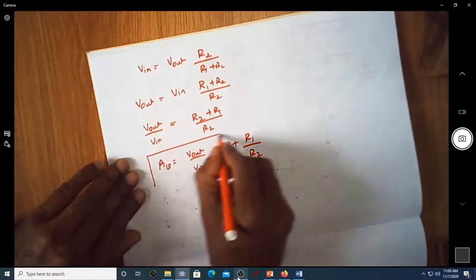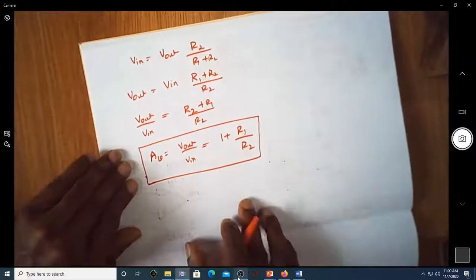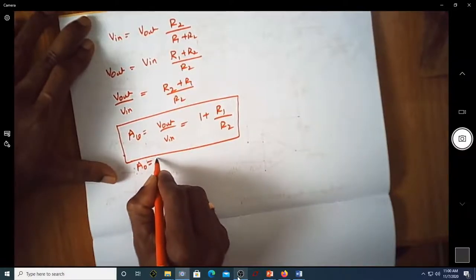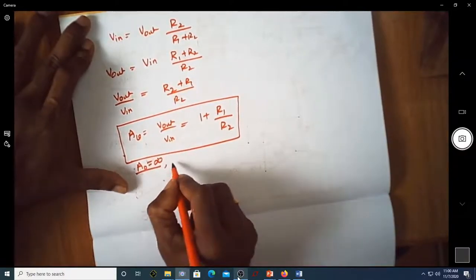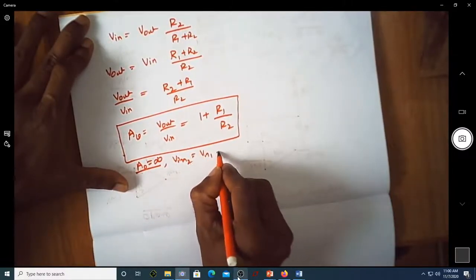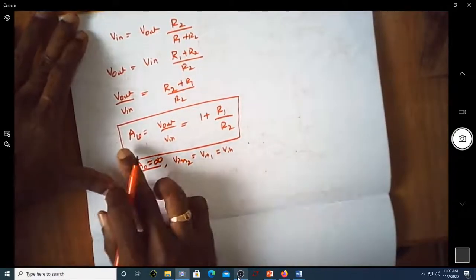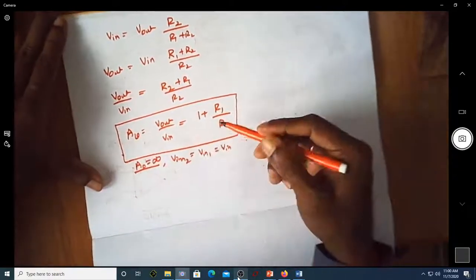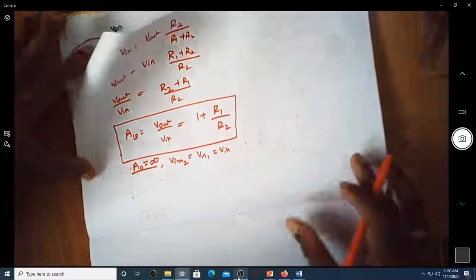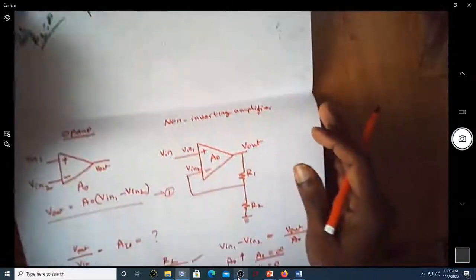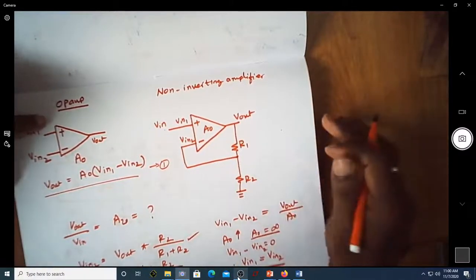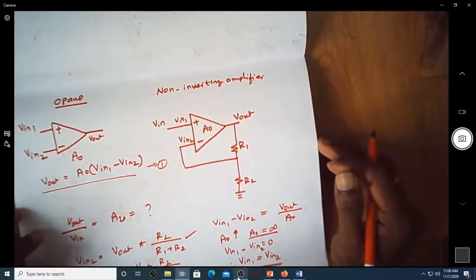So this is the expression for the gain of an amplifier, with the condition that A0 is infinite. Because A0 is infinite, we are able to write V in 2 is equal to V in 1, which was equal to V in. Under this condition, the expression for the gain of a non-inverting amplifier can be written as 1 plus R1 by R2, where R1 and R2 are the feedback resistors here. This is R1, R2. Now this is by considering A0 as infinite.